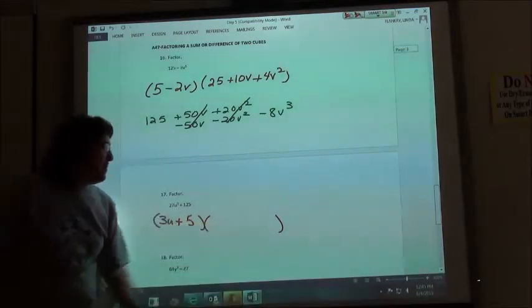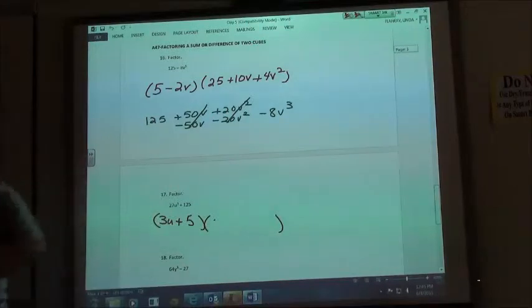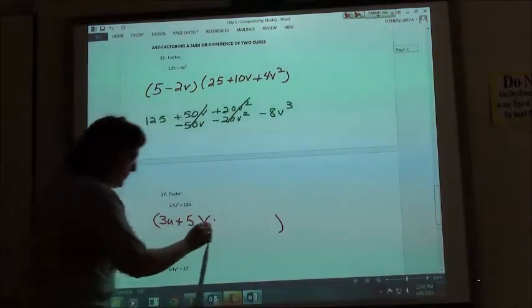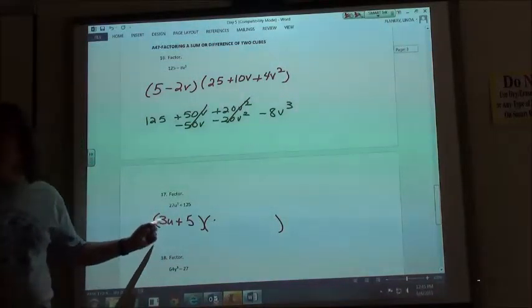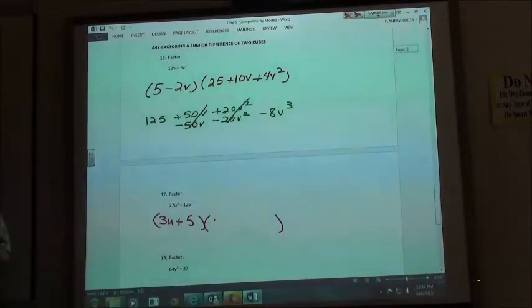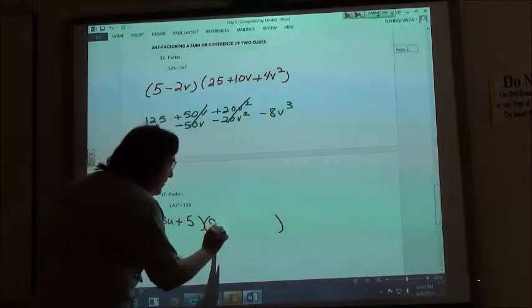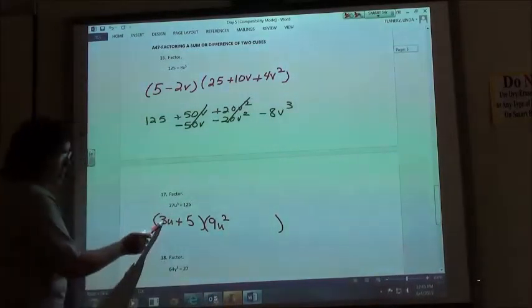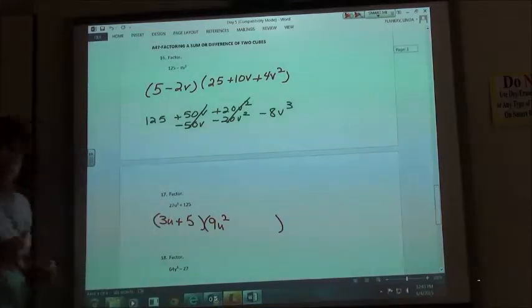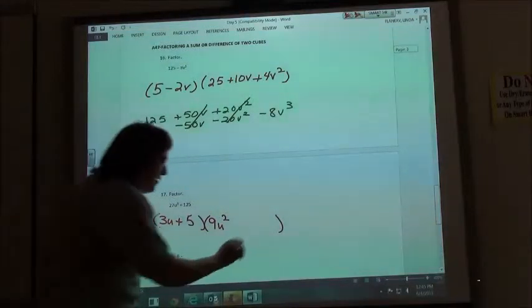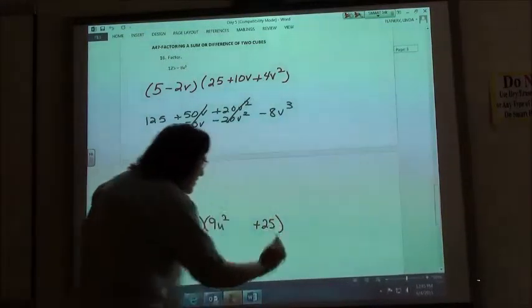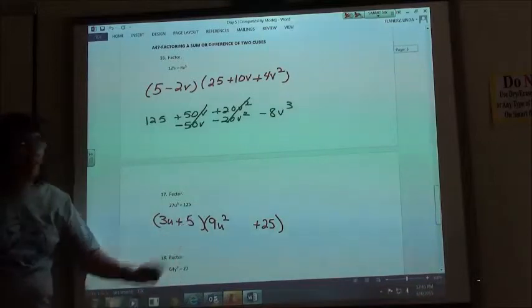If I do my first and my last term, my first term here is going to be, I'm going to square this, so if I take 3u times 3u, I'm going to get 9u squared. And my last term is going to be 25. 5 times 5 is 25. So square the first one, square the last one.